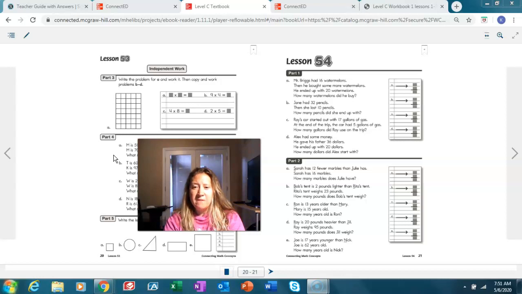Sarah has 12 fewer marbles than Julie has. Sarah has 16 marbles. How many marbles does Julie have? What kind of problem is this? Is this a start and end problem, or is this a comparison problem? It's a comparison. You're going to be comparing a couple of things to each other, right? In this example, we are going to be comparing Sarah and Julie, right? So S and J are the letters.